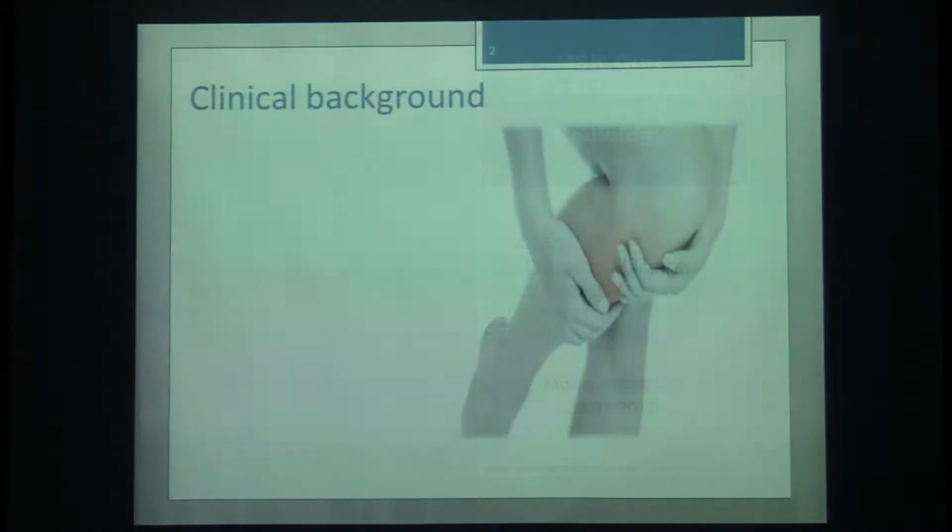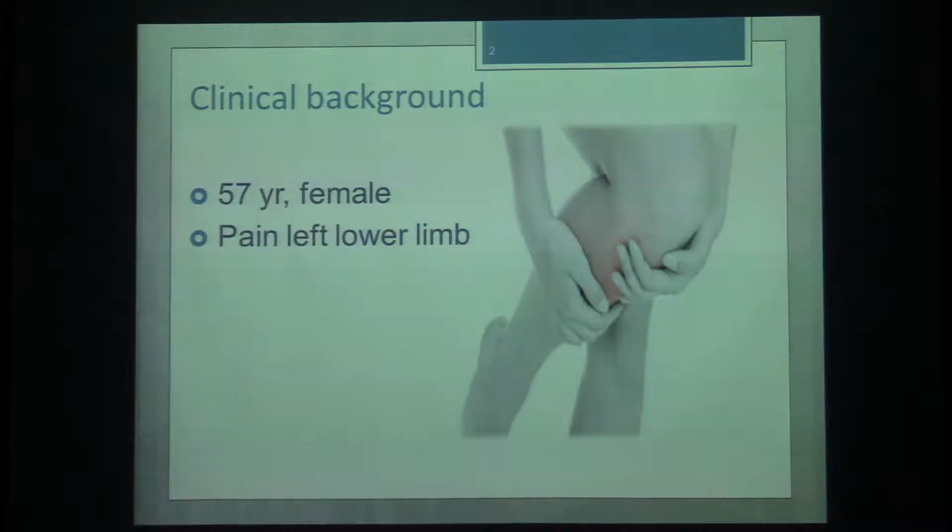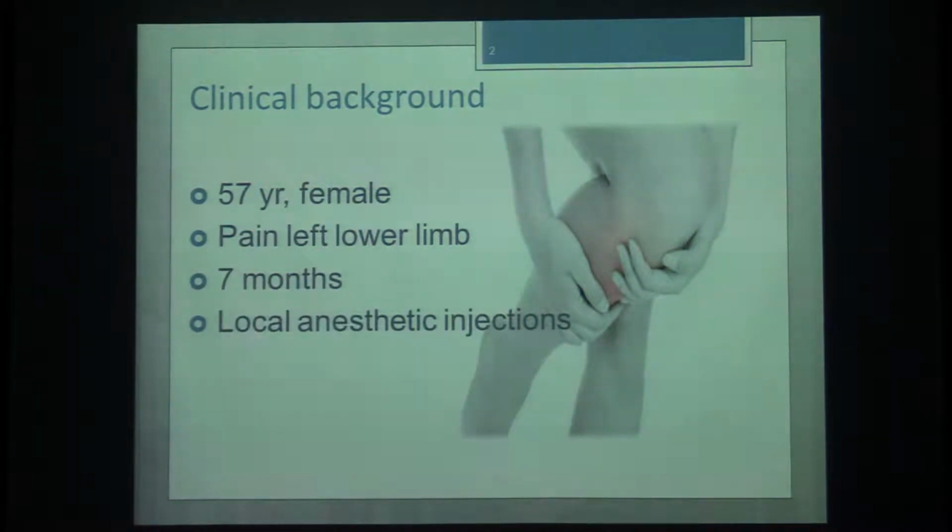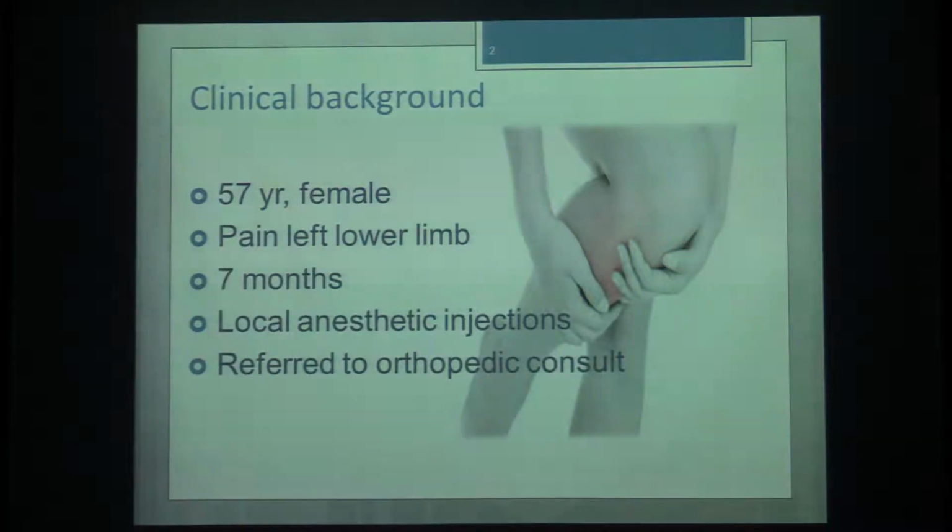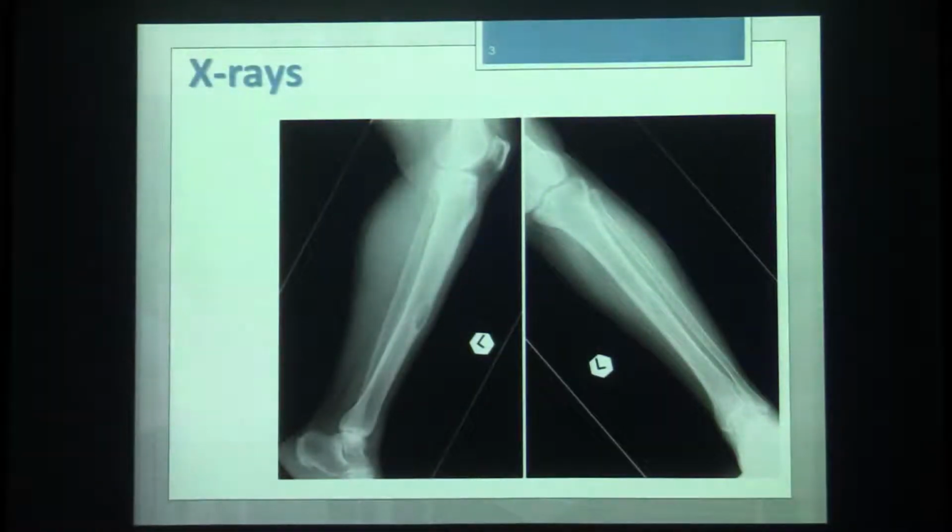So let's start. We have a 57-year-old woman who is complaining about pain in her left lower limb for about 7 months now. She even had local anesthetic injections performed 2 months earlier. Finally she was referred to an orthopedic consult. The orthopedic doctor ordered x-rays as a first step, and here are her images.